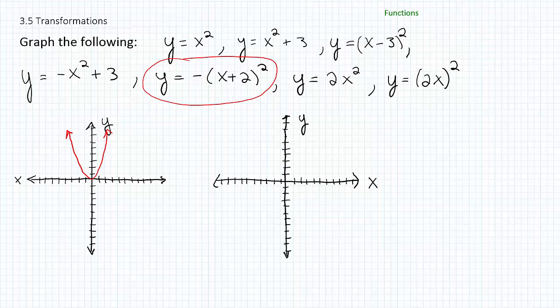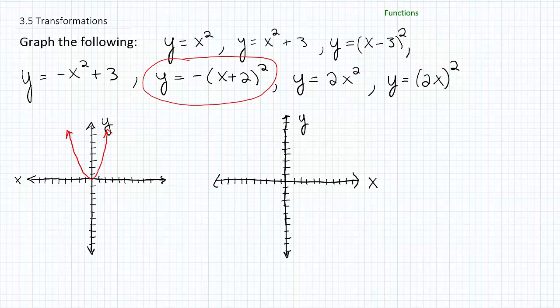First, we have that negative out in front, which means the whole function is going to open down, right? And then we have an x plus 2 squared. So remember, when you have that plus or minus number inside the parenthesis like that, it means that we're going to move the function along the x-axis somewhere, right?